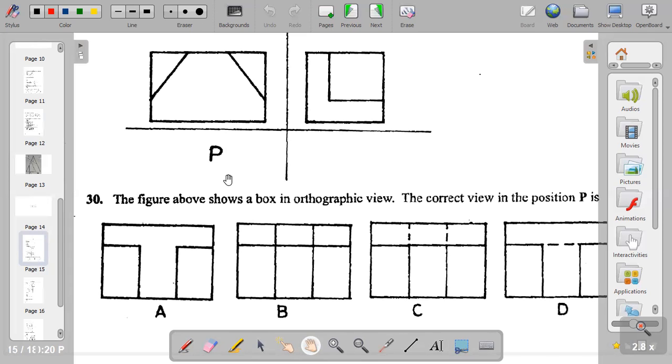When you construct it in isometric, you'll be able to get the true picture. So the answer to question 30 is A. B is totally odd because this line is not expected to be there and is not in true shape. It's not in true shape, and this place is not in true shape. So the correct answer is option A.